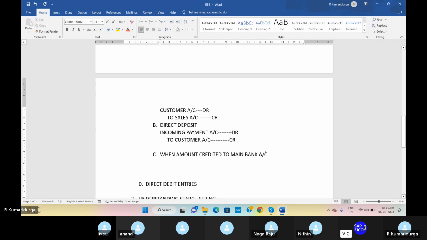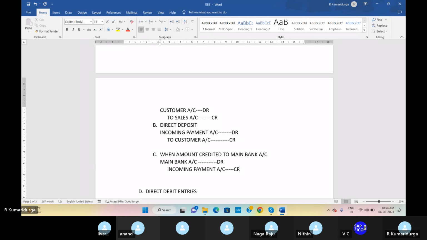When amount credited to main bank account, data to the incoming payment clearing account creditor. Okay. So now you got some clarity, right? I will give you an example. You have transferred the SAP FICO fees to my bank account. Directly, I am going to get the payment. But to get that payment from you, I have to have the authorization from the bank. Incoming payment clearing accounts: we do have accounts for that particular bank, and not our own bank account. That is the bank's own bank accounts.